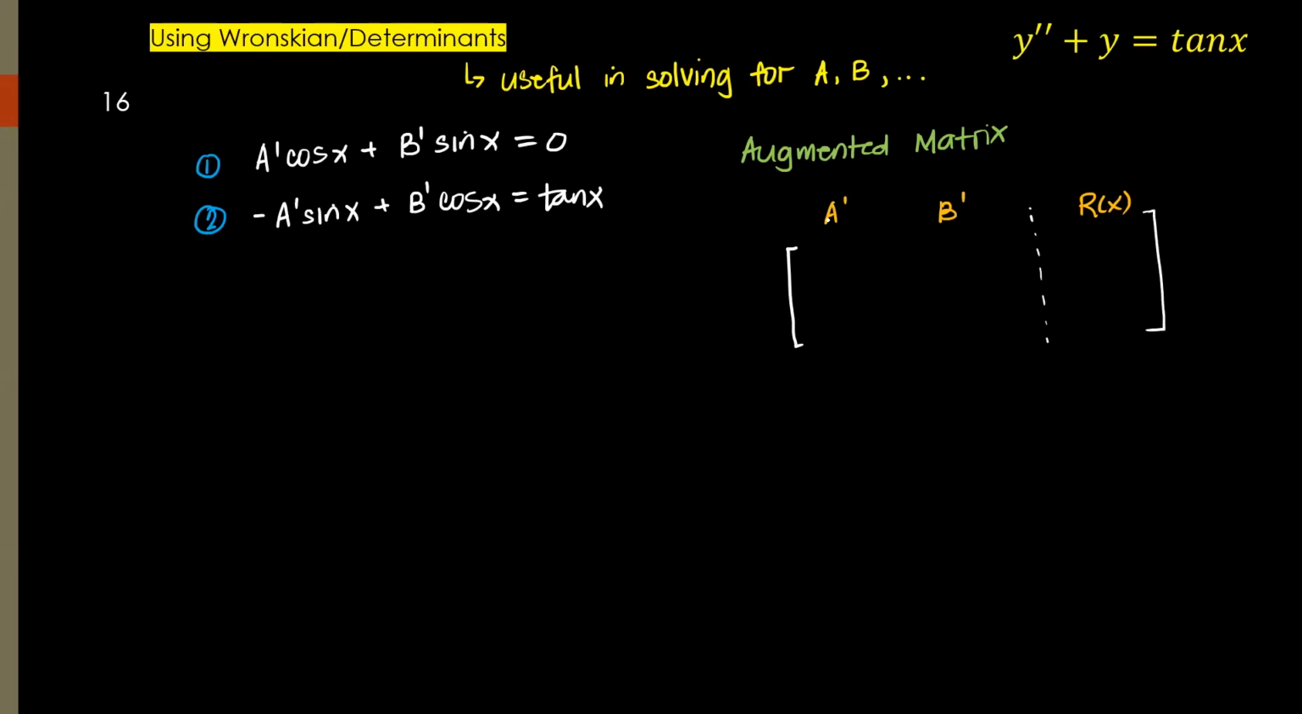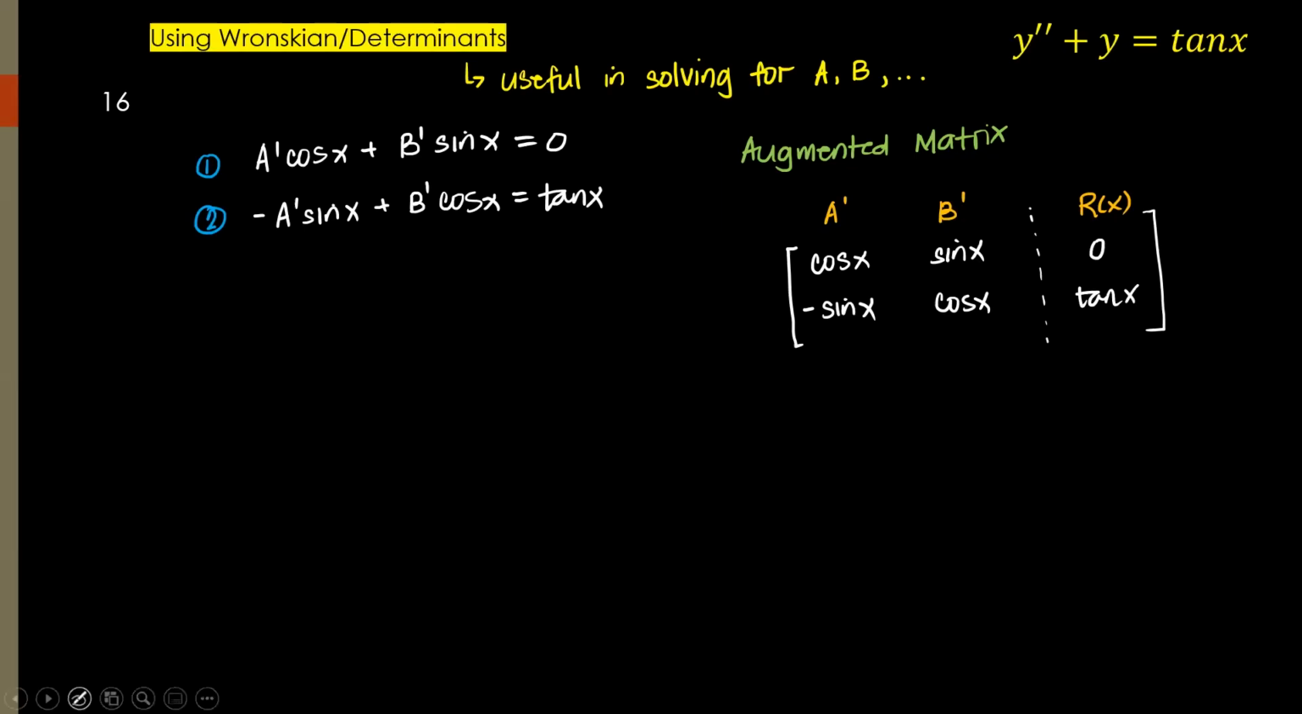So the coefficients of A prime from the first equation is basically cosine of x. Second equation, the coefficient is negative sine of x. For B prime, the coefficient is sine of x, and then at the bottom, it's cosine of x. For the R of x, the top is 0, and then this is tangent of x.